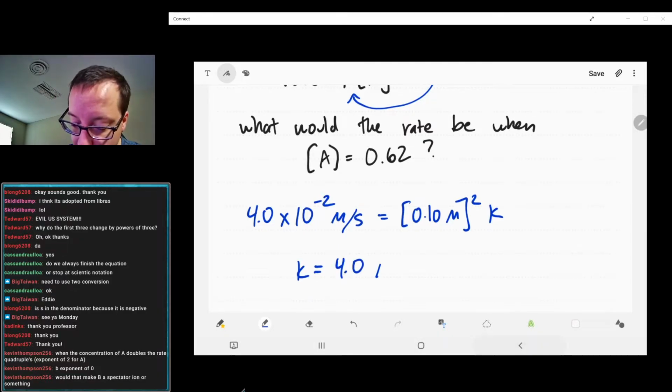The units, in this case, are going to be per molar per second, right? We're going to take molar per second divided by molar squared. So we end up with the units of per molar per second there. And since this is a constant, we can apply it now to a new scenario when we have A equals 0.62.